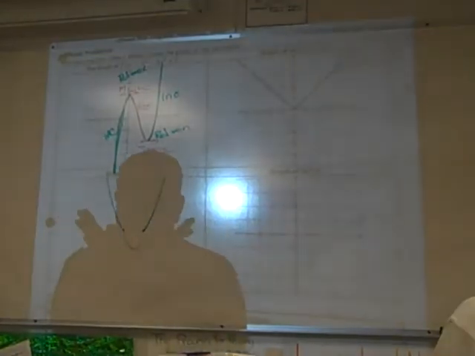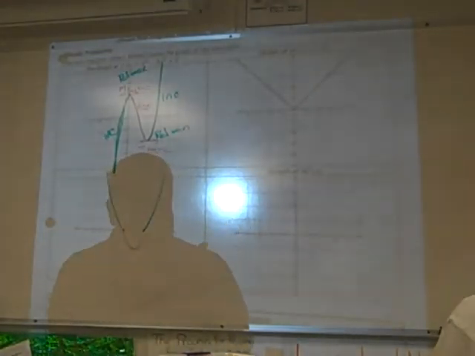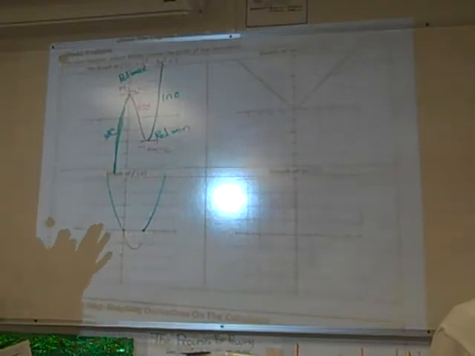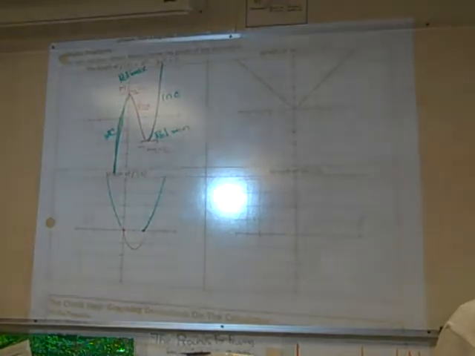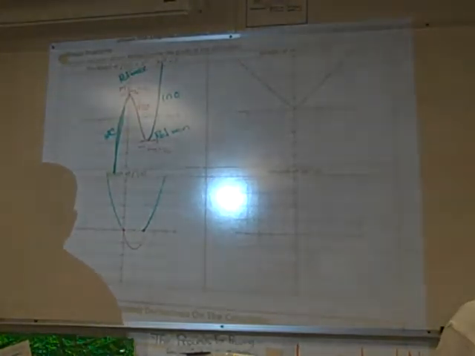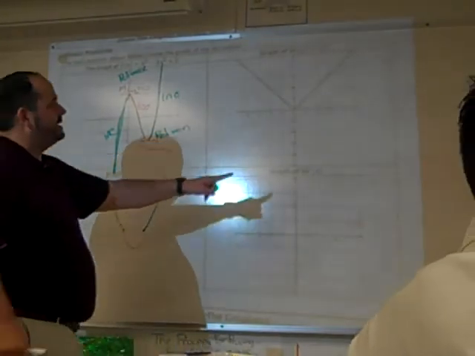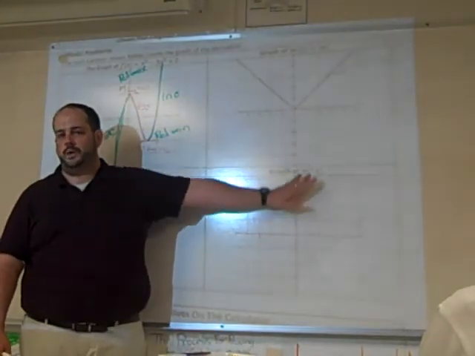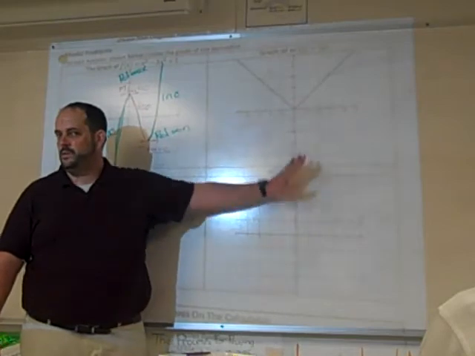Absolute value, what do we know? We know something different here. There's a cusp point. The cusp point is over here. So what do we know about the derivative? What do you know, Melissa?